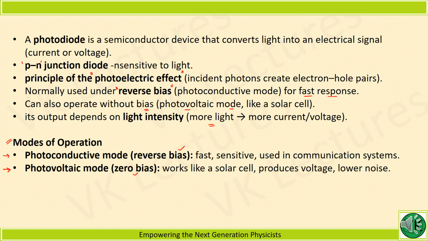The properties are that it is fast, sensitive, and used in communication systems. It is also used for sensors or detectors. In photovoltaic mode, it is usually used as a solar cell. It produces voltage and has less noise.